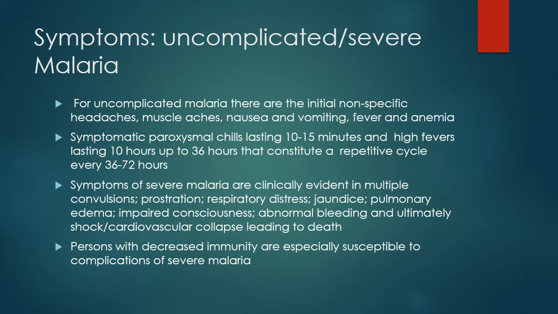Symptoms: uncomplicated and severe malaria. For uncomplicated malaria, the initial non-specific symptoms are headaches, muscle aches, nausea and vomiting, fever and anemia. Symptomatic paroxysmal chills lasting 10 to 15 minutes and high fevers lasting 10 hours up to 36 hours can constitute a repetitive cycle every 36 to 72 hours.